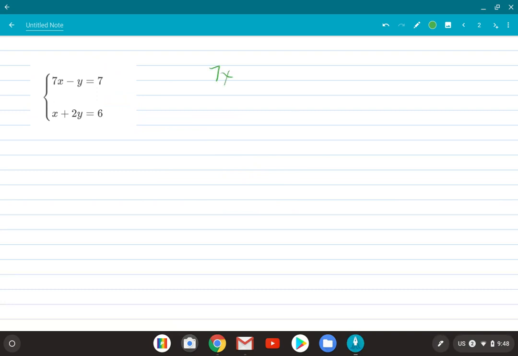So I'm going to go 7x equals 7. And I'm going to go negative 1y equals 7. Remember, if there's nothing in front of a letter, put a 1. So divide by 7, x equals 1. Divide by negative 1, y equals negative 7. Okay, so we're going to do that.